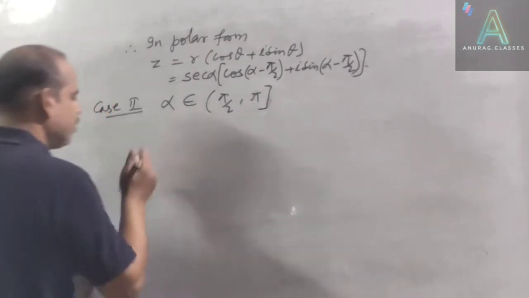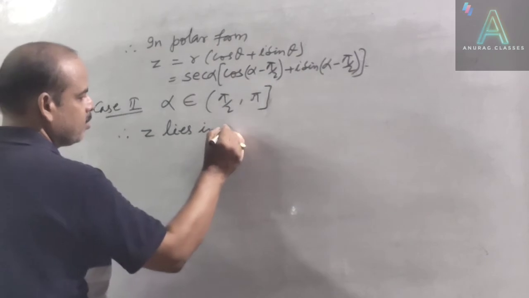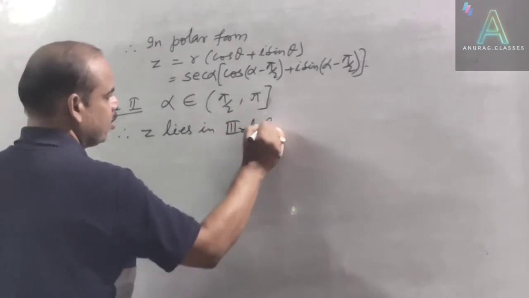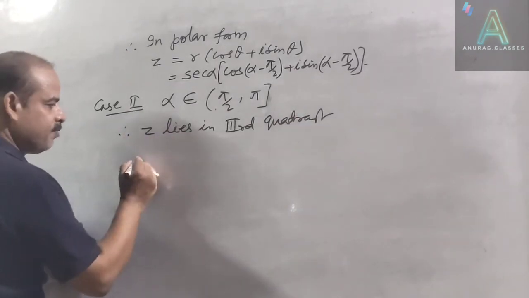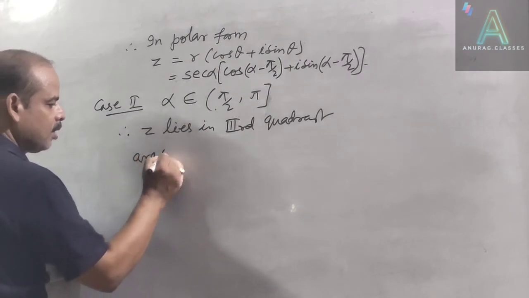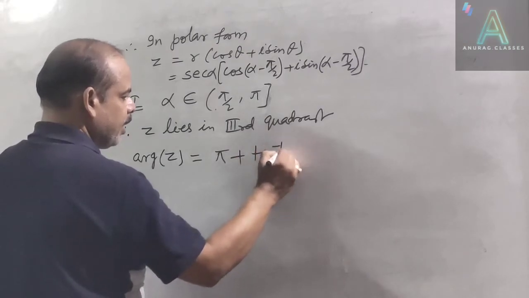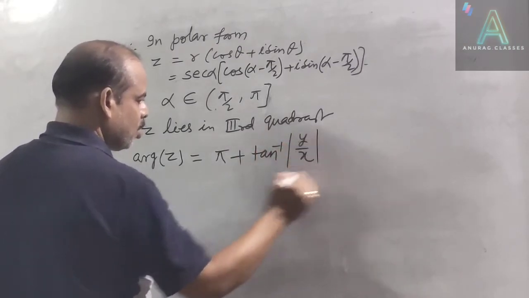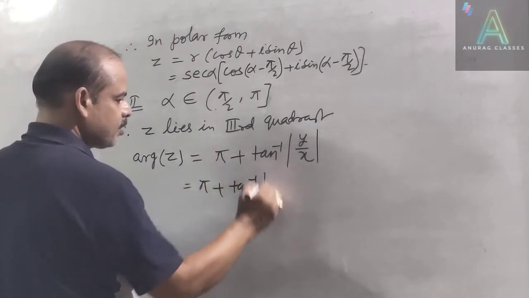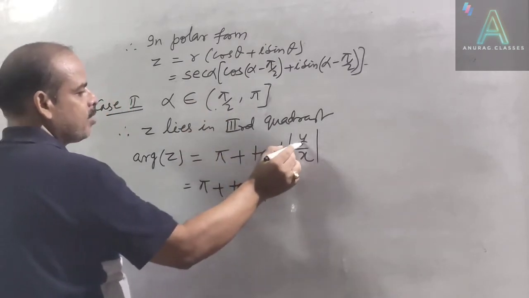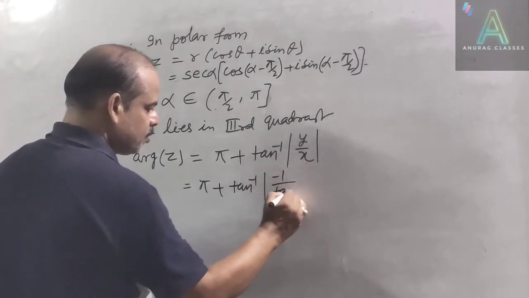So I am writing here, therefore z lies in third quadrant. So let us try to find the argument of z. In third quadrant, the argument is pi plus tan inverse mod y by x. It will be pi plus tan inverse. Clearly the value of y is -1 and x is tan alpha. So 1 by tan alpha. I am writing one more.